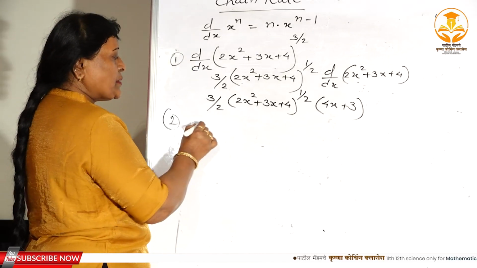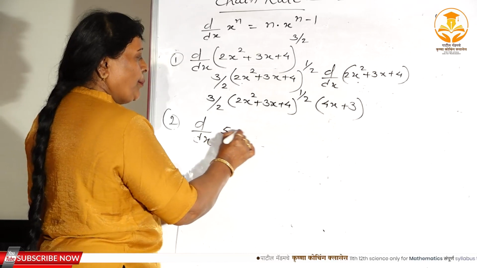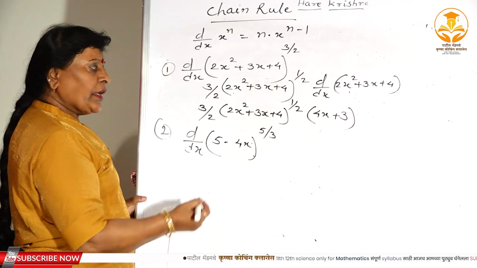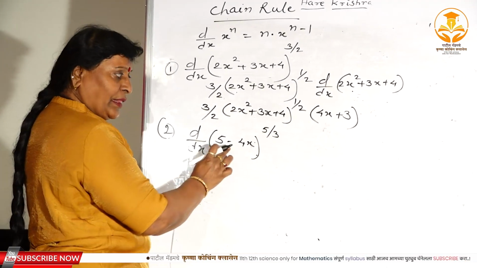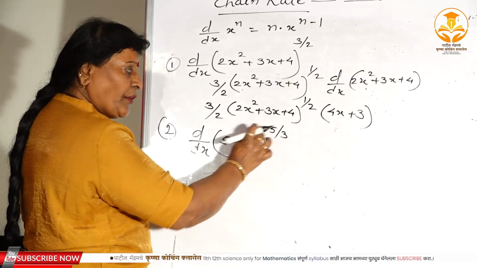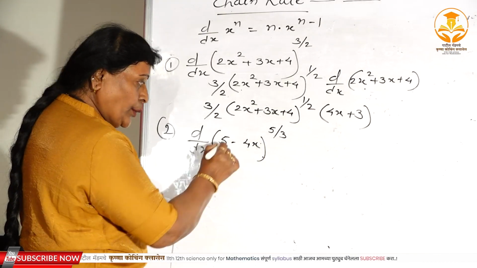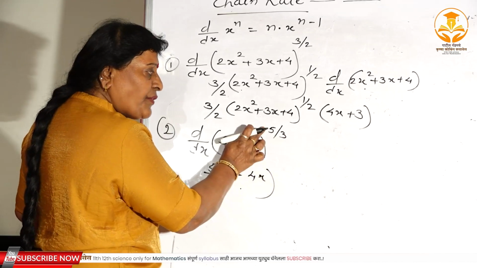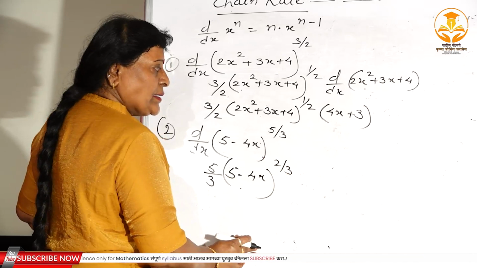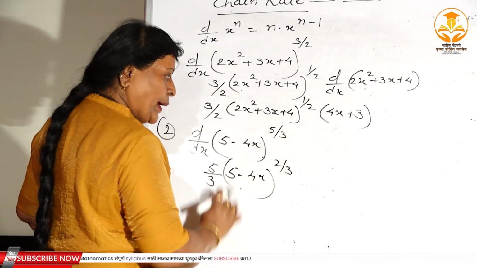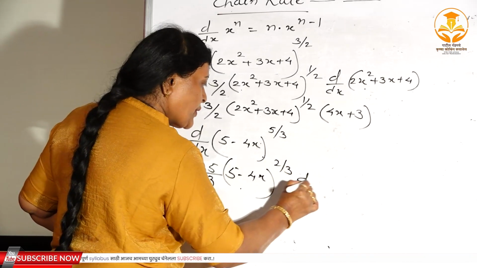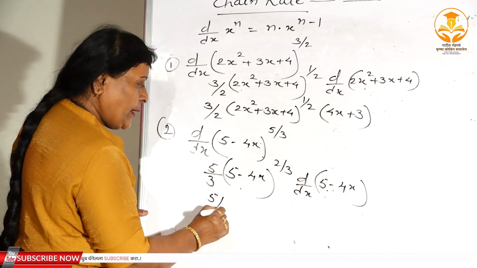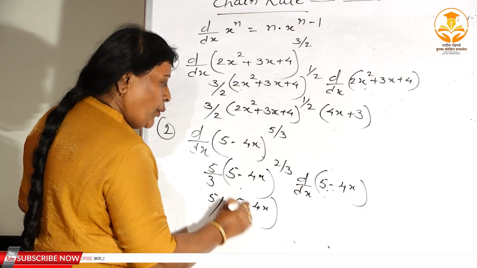Now again a simple example, suppose I consider (5 minus 4x) whole to the power 5 by 3. Again you can consider this as a u. मनातल्या मनात म्हणायचं हे u to the power 5 by 3, means 5 by 3, u to the power 5 by 3 minus 1, means 5 minus 3, that is 2 by 3, isn't it? Here (5 minus 4x) to the power 2 by 3 and you have to take d/dx of कशाची डेरिव्हेटिव्ह घ्यायची, 5 minus 4x. Right, again 5 by 3, (5 minus 4x) whole to the power 2 by 3.